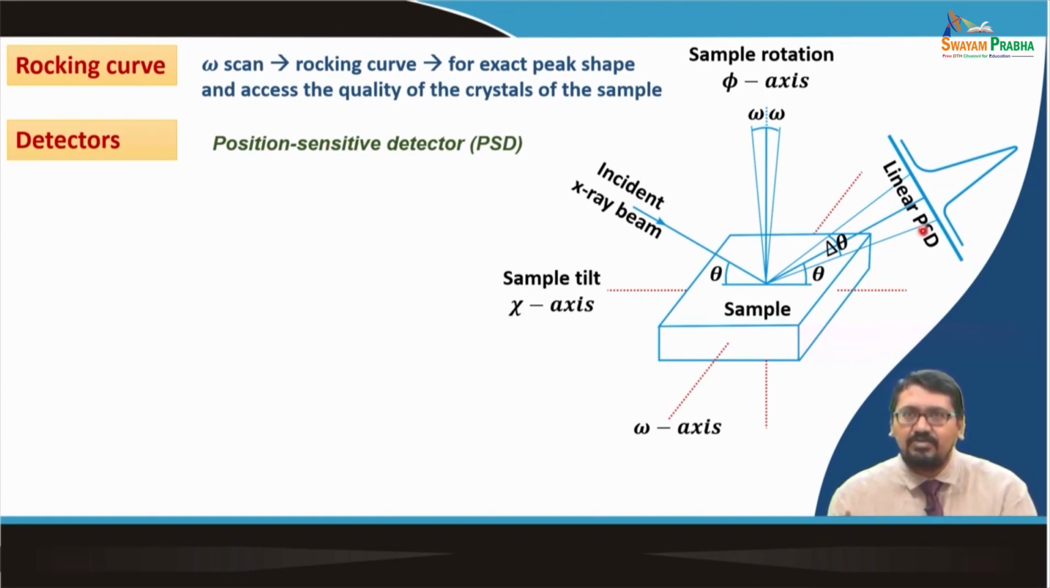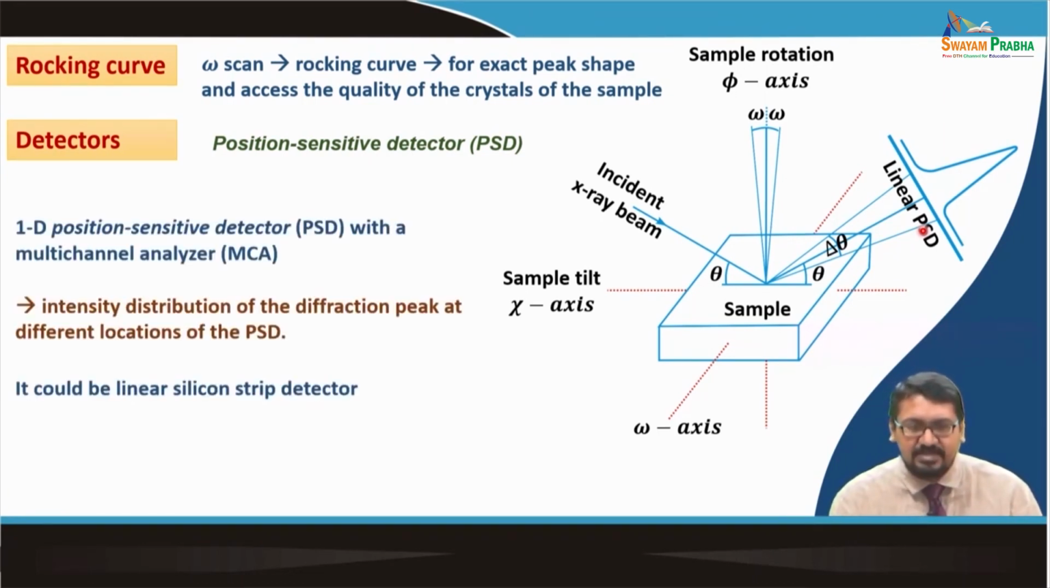So, at a single go one can measure 3 pole figures at the same time, but there could be inherent difficulties that we will talk about in the later slides. Now, you see the 1D position sensitive detector comes with a multi channel analyzer, and the intensity distribution of the diffraction peaks in different locations of this position sensitive detector is basically noted down by this multi channel analyzer. At the same time, in a few cases linear silicon strip detectors are also used.